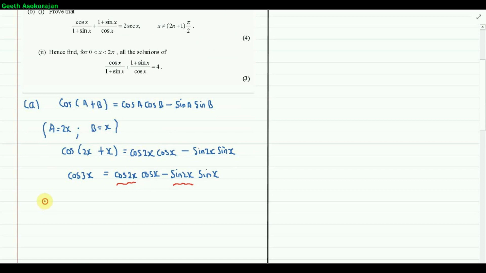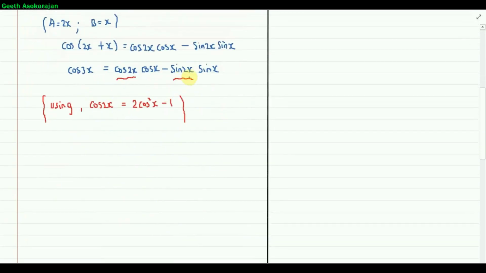Now the first identity that comes to mind is the identity for cos 2x. That is the double angle of cos. One of these double angles is in terms of cos, so I'm going to use the version for cos 2x purely in terms of cos, which is 2 cos squared x minus 1. That is the formula for cos 2x which I'm going to be using.